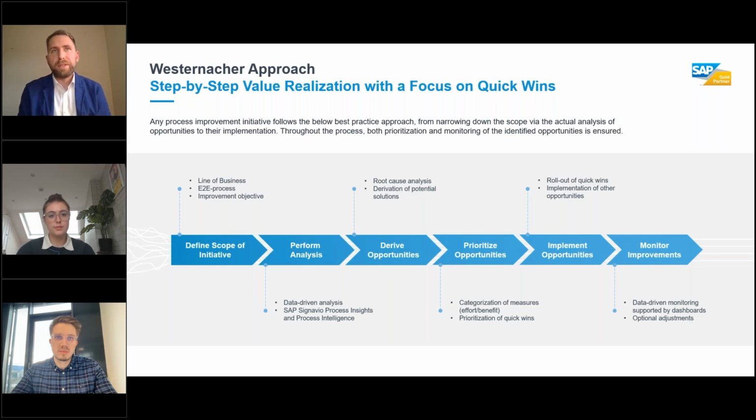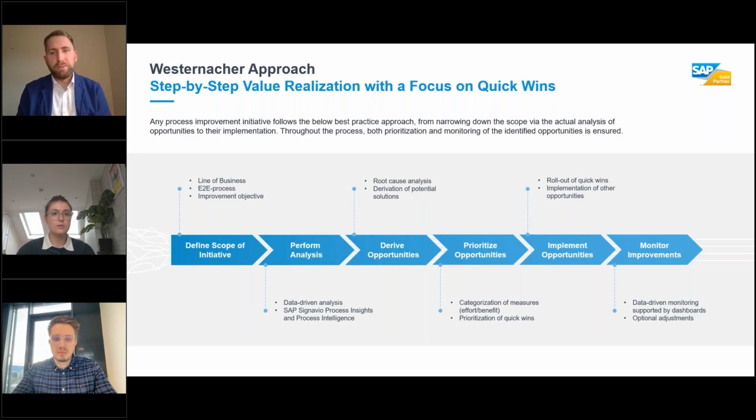The third part is to derive the actual opportunities. You perform the root cause analysis. You then prioritize opportunities based on an effort-benefit categorization. And through this effort-benefit categorization, you can really quickly prioritize the quick wins. So tackle the opportunities first that give you great benefit with low effort. Fifth stage is then the rollout of the quick wins and potentially any other opportunities if you have the time and the capacity.